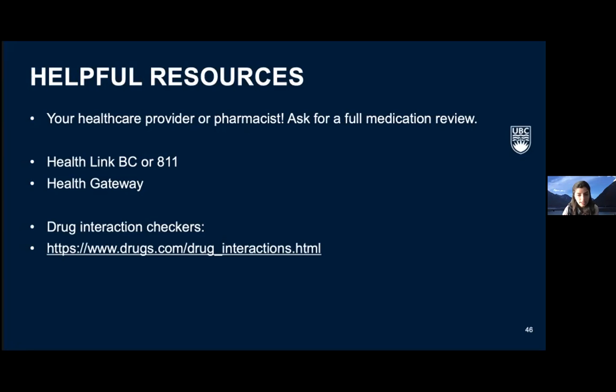The more I look at the HealthLink BC website, the more I really like it. So I really find that's a good resource to look at, where you can call 811 if you have questions as well. Health Gateway is a website where you can access all of the medications that you've been given, which can be helpful if you forget that list or you forget which medication you're on. You can also show your healthcare provider just by looking into Health Gateway.